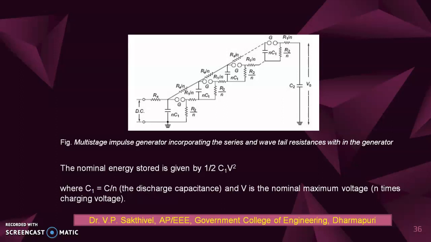Okay, now we will discuss the specification of each component in a multi-stage impulse generator. Here, the DC charging unit should be capable of giving a variable DC voltage of either polarity to charge the generator capacitors to the required value. Then coming to the charging resistors RS, this RS should be 10 to 100 kilo ohms.